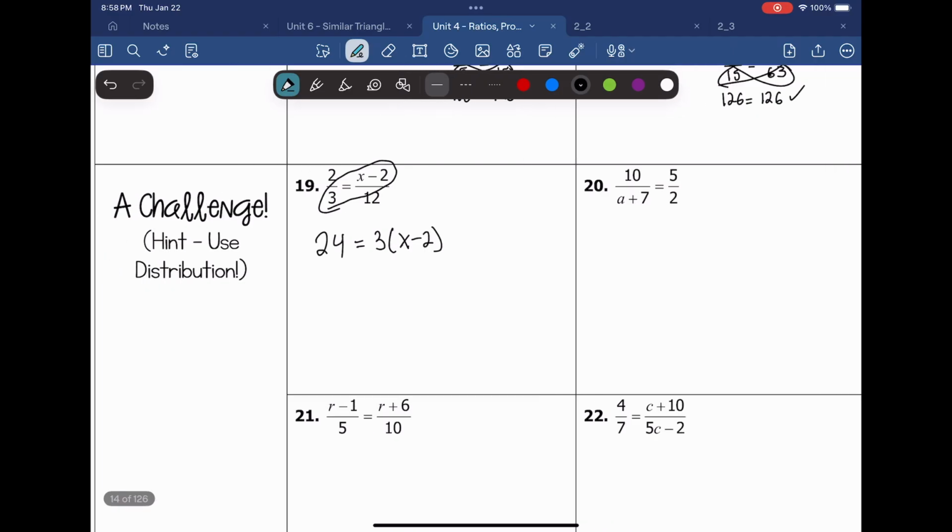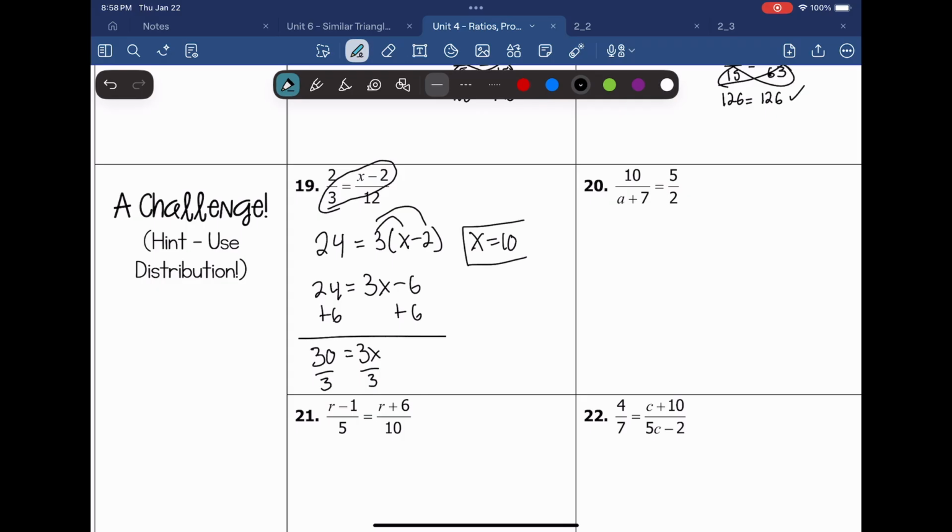The hint right here, it's not much of a hint. It kind of just tells you what to do. You have to distribute this 3 into your quantity. This thing is called a binomial. So you've got 24 is equal to 3x minus 6. Then you add your 6 over. You've got 30 is equal to 3x. You can just inspect this. What times 3 gets you 30? Probably 10, if you're not 100% certain. Divide, and you get x is equal to 10. Okay?